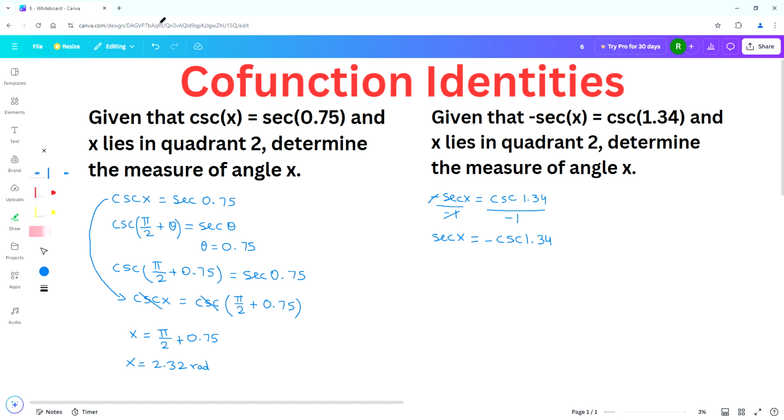We cannot solve this equation algebraically because the trigonometry ratios are different on both sides of the equation. So we have to use a cofunction identity to get the same trigonometry ratio on both sides so that we can solve for x. We are given the angle value for the cosecant ratio. So we should change cosecant ratio into secant ratio. Since x lies in quadrant 2, we should use a cofunction identity with pi over 2 plus. For this problem, we can use the cofunction identity.